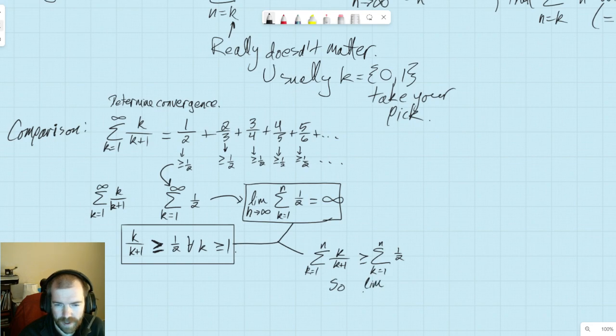So the limit as n goes to infinity of the sum, k goes from 1 to n, of k over k plus 1 is also going to be infinity here.